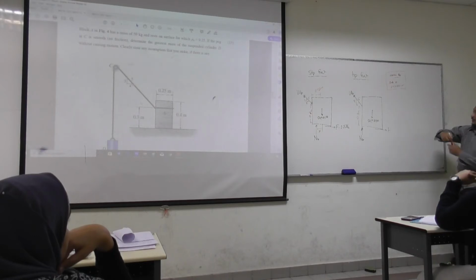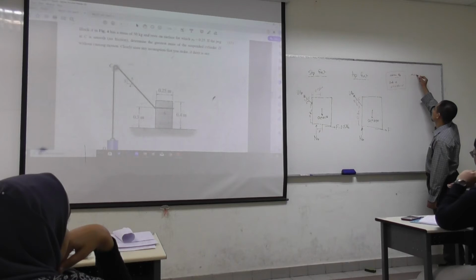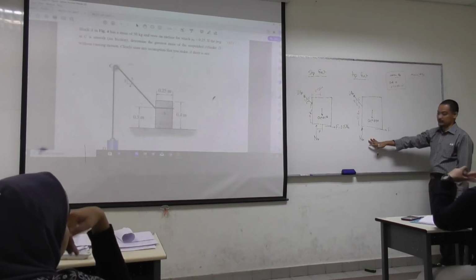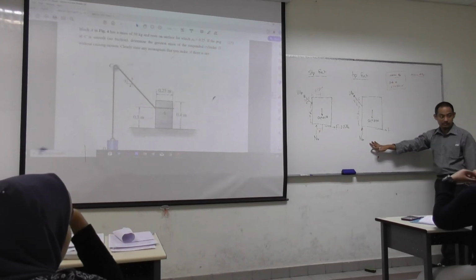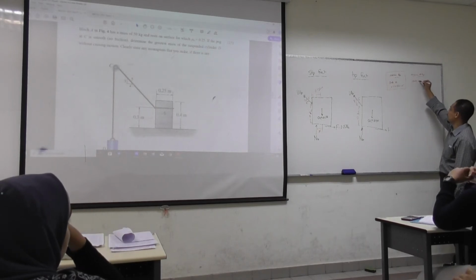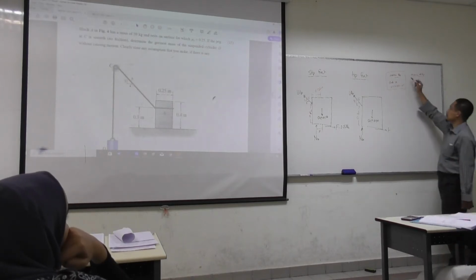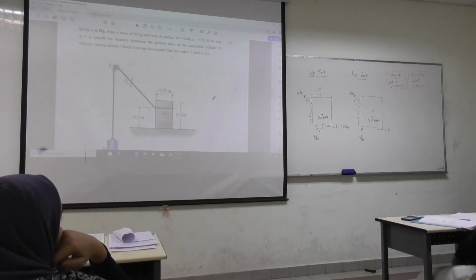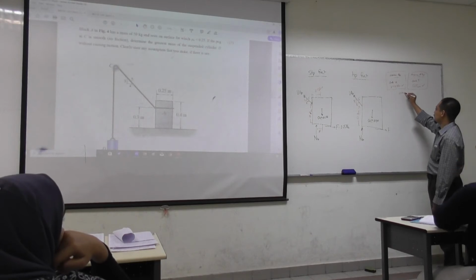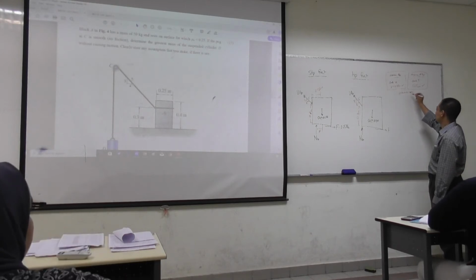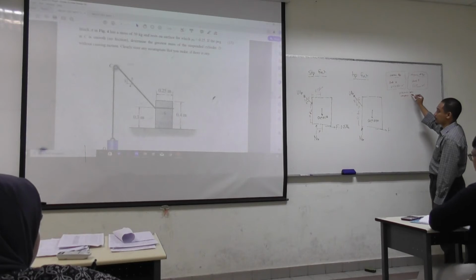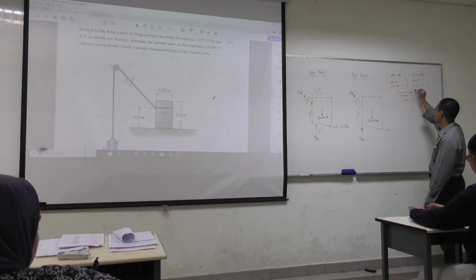If from the beginning you assume tipping first, you do this one, what do you check? You check F. If F is less than F max, then it's okay, right? And there's also a third way, right? What is it? If you do not want to check, you calculate both and compare WT, which one is lower. The lower one will govern, right?